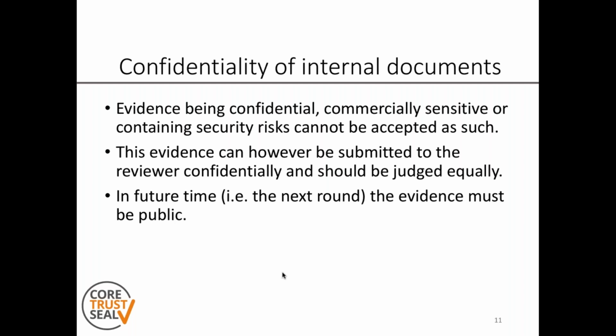This, however, creates a problem when judging the evidence. So we have said that in that case, the evidence should be submitted to the reviewer, and only to the reviewer, and then should be judged by the reviewer as if it was public documentation, public evidence. This could be done by sending it to the general email address of the CoreTrustSeal. And preferably, we would like to demand that in the next round, in the renewal of the seal, the evidence should be made public. And if that is really not possible, really not allowed, for example, then at least there should be a non-confidential summary of this document, so that it can be judged.